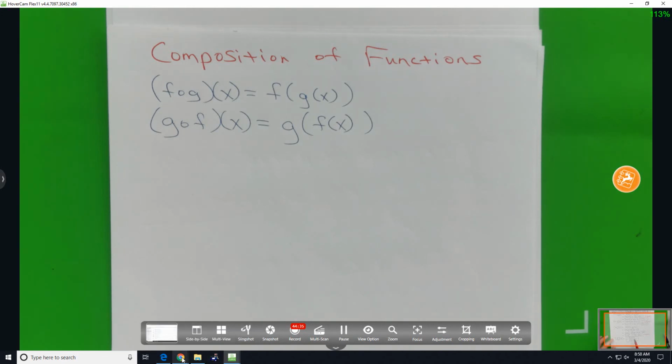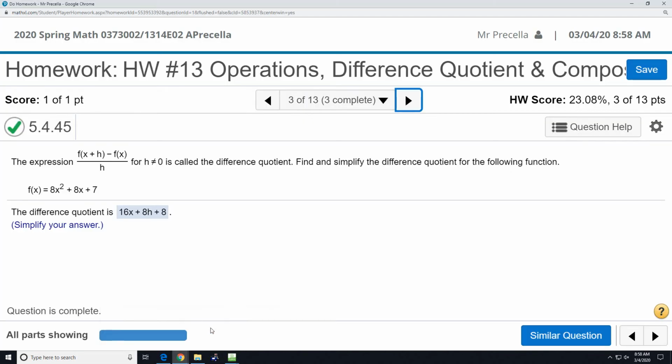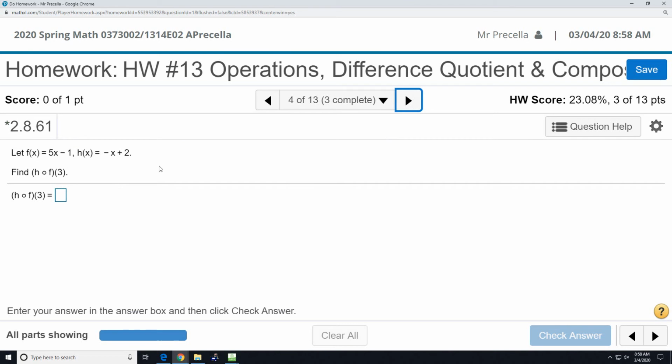And I think the first problem doesn't have f in it. Or maybe no g. It has the functions f and h. Okay, so let's write this one down. This is problem 4. F of x is 5x minus 1.